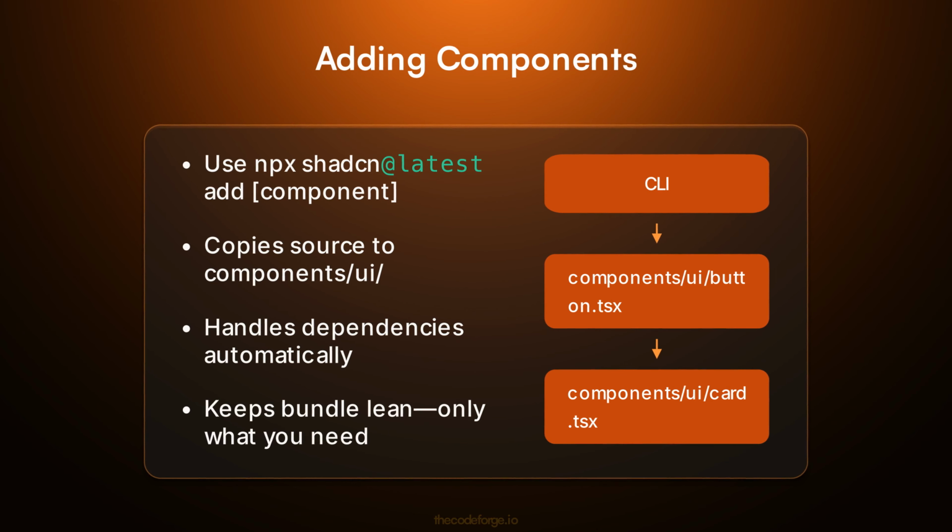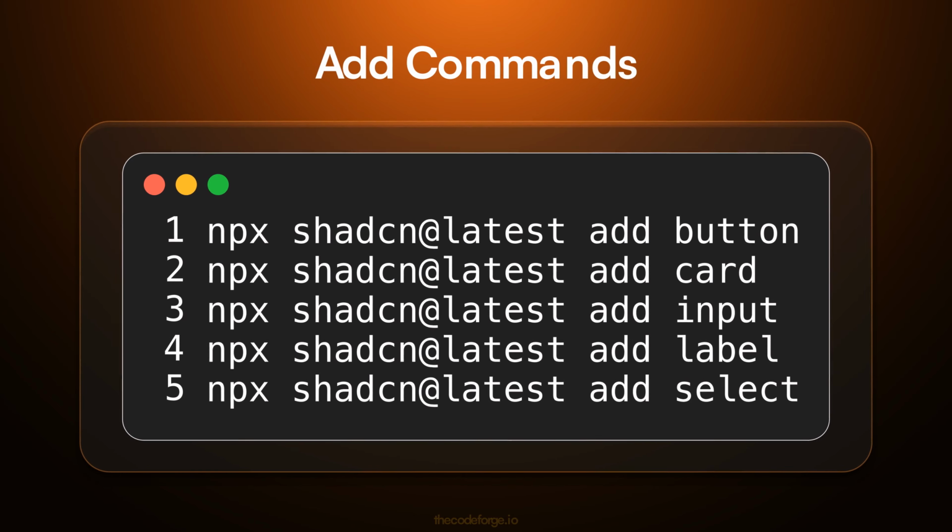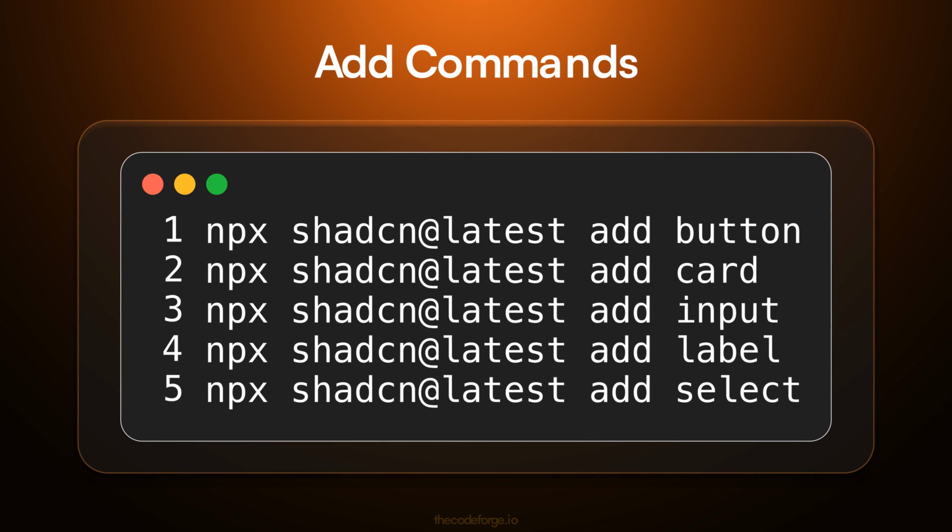Shadcn/UI is modular. Add only the components you need with the add command. The CLI copies the source file and installs any dependencies automatically. Here are some common components to add. Each command copies a single file into your components/ui directory.